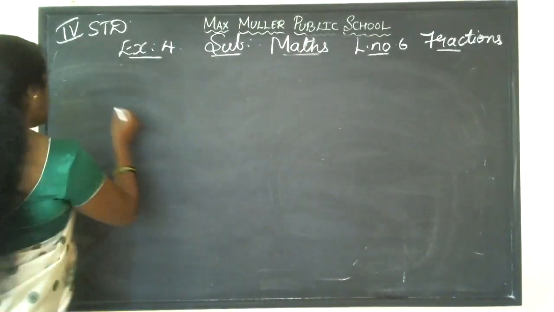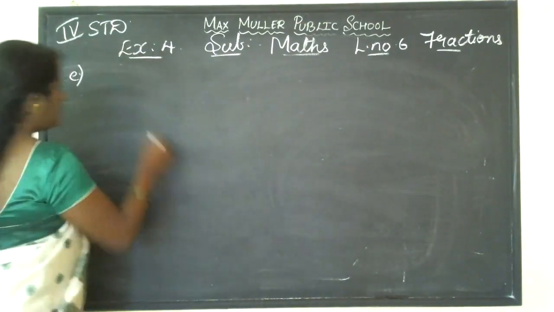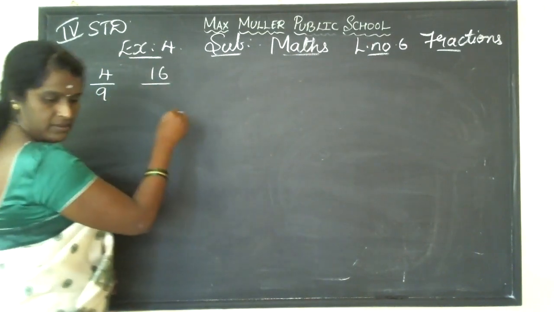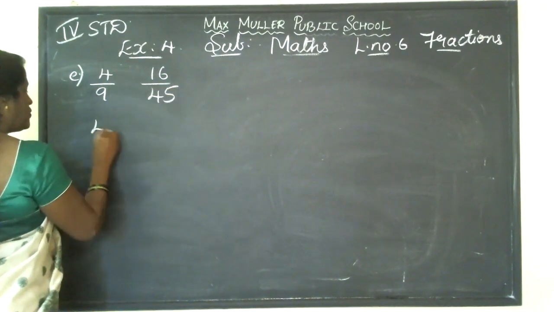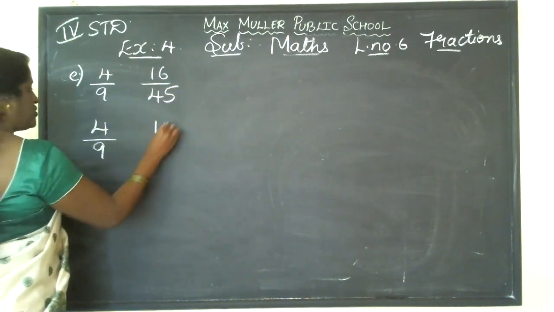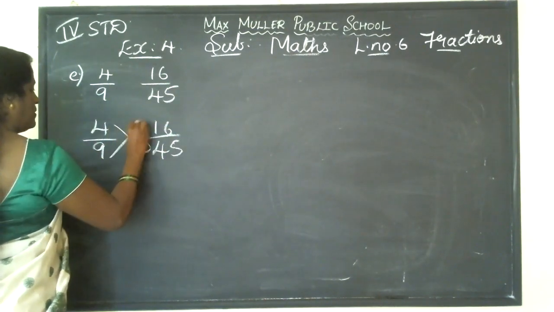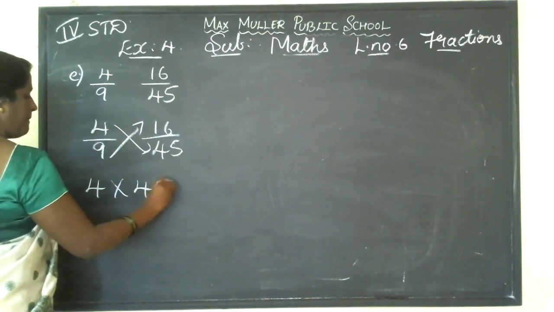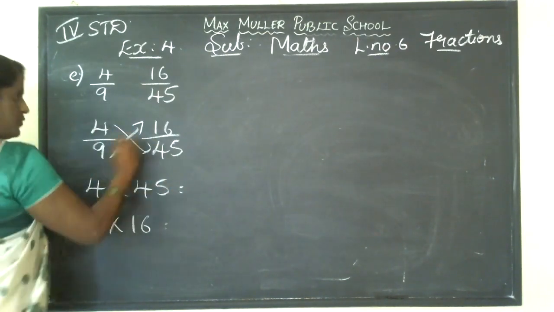So next E. 4 by 9, 16 by 45. So what you should do? Cross multiplication. You should do cross multiplication. 4 into 45, 9 into 16.